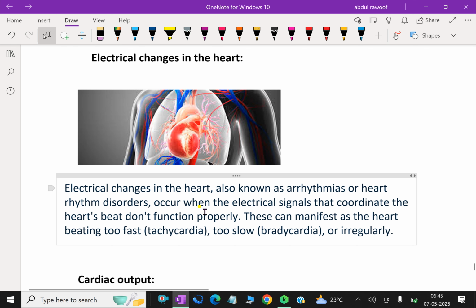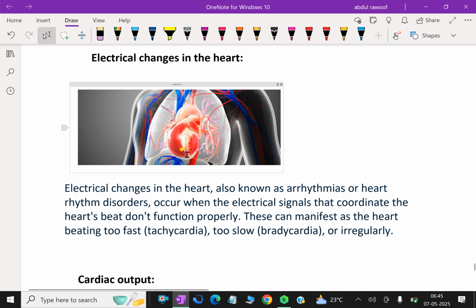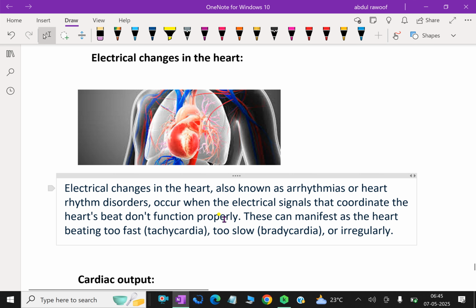Electrical changes in the heart, also known as arrhythmias or heart rhythm disorders. Rhythm disorders occur when the electrical signals that coordinate the heart's beat don't function properly. This can manifest as the heart beating too fast (tachycardia), too slow (bradycardia), or irregularly.